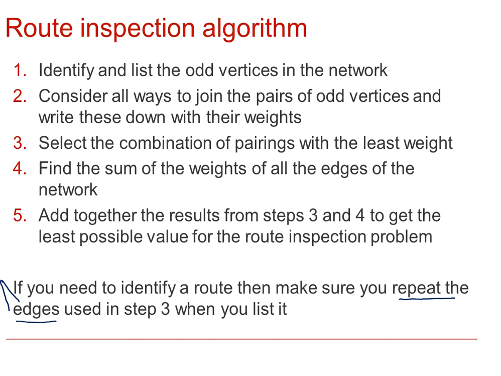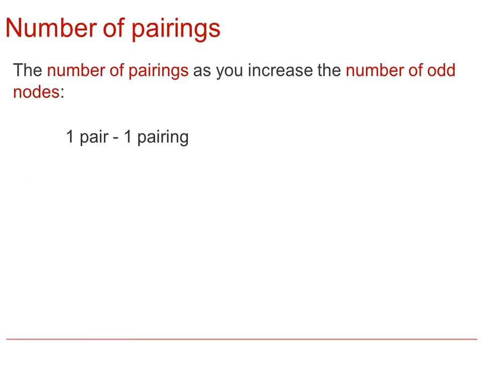Note that this algorithm can be applied to networks with any number of odd nodes, and that also in step 2 we could use Dijkstra's algorithm, but generally we do it by inspection. So for more than 2 odd pairs the algorithm will still work, and in questions you may be asked to apply this for networks with up to 6 odd nodes. Just be careful to list all the possible pairings. Let's consider how the number of pairings increases as you increase the number of odd nodes.